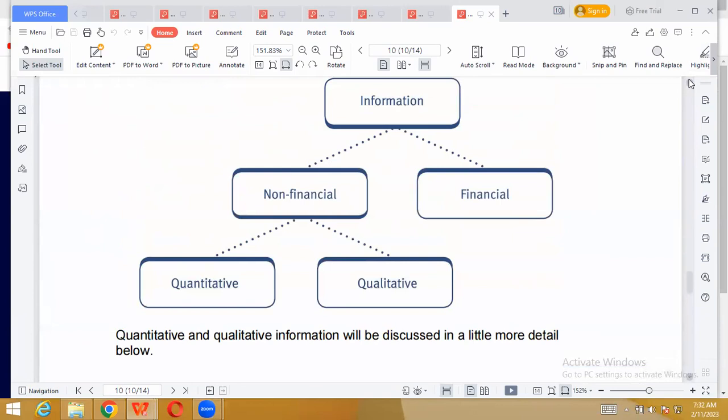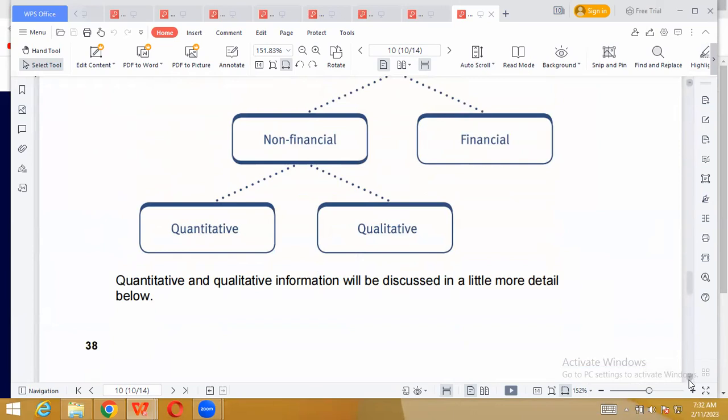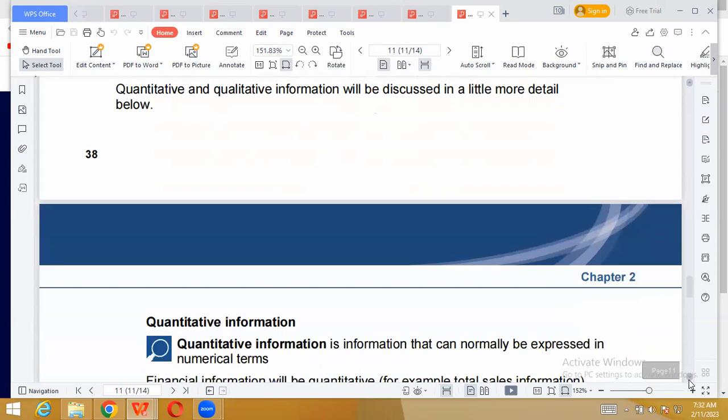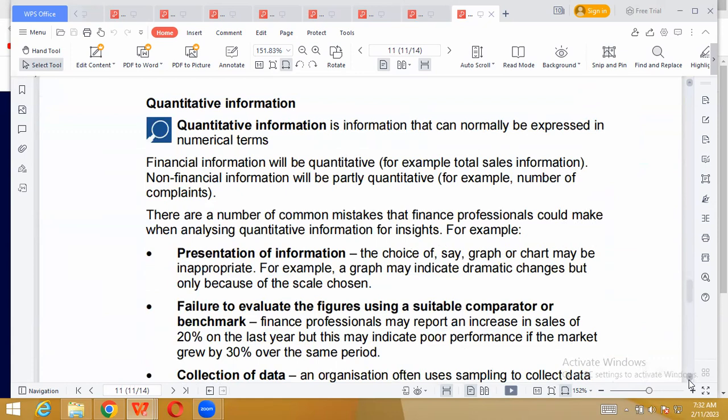Financial information is more like when we talk about revenue, cost, our purchases, and so forth. But when you look at non-financial, we talk about, for example, customer satisfaction, quality, innovation, and so forth. They are non-financial. But the non-financial should be further split into quantitative and qualitative. So we need to understand what is the difference between quantitative information and qualitative information?